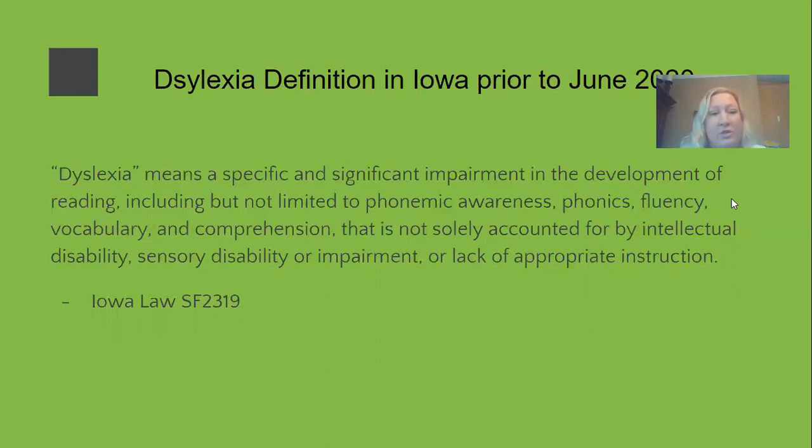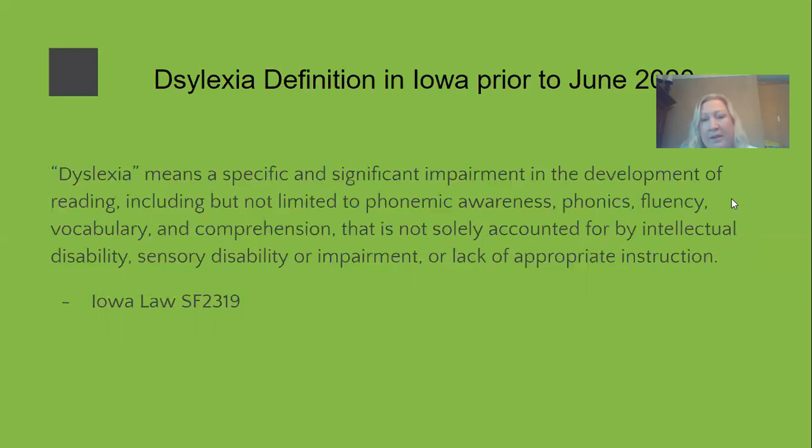Previous to this June, Iowa code stated that dyslexia means a specific and significant impairment in the development of reading, including but not limited to phonemic awareness, phonics, fluency, vocabulary, and comprehension, that is not solely accounted for by intellectual disability, sensory disability or impairment, or lack of appropriate instruction. So that's the definition that's existed for a while in Iowa code. And there are some issues with this older definition.